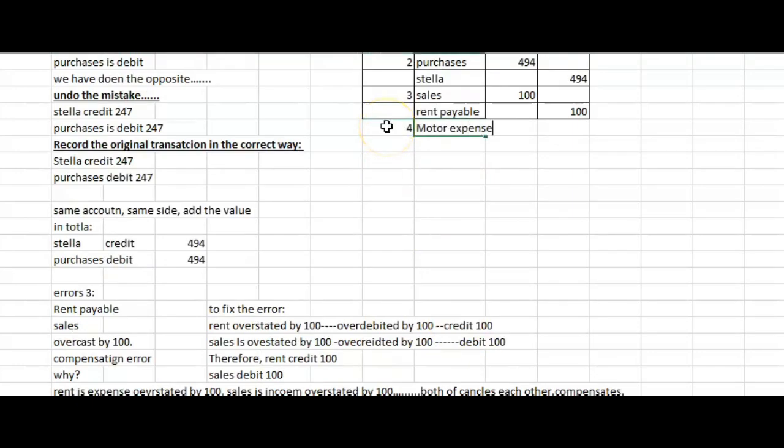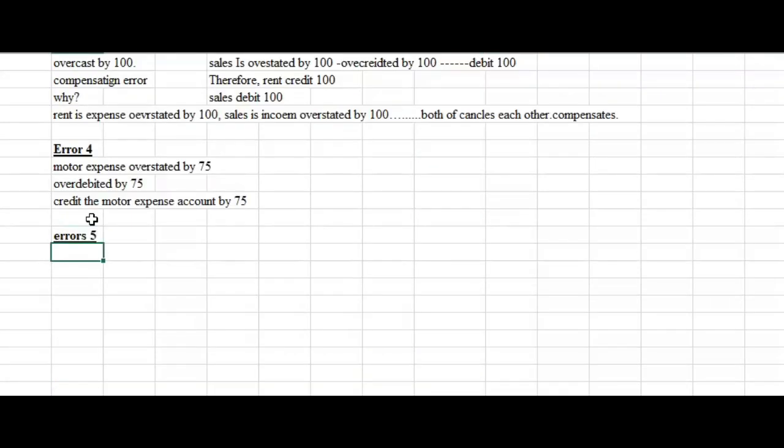Since motor expenses is a debit account, an overstatement means it has been overdebited. To correct an overdebit, we must credit the motor expenses account with $75. Because the bank account is already correct, we do not touch it. This leaves us with a missing debit entry, which is recorded in the suspense account.